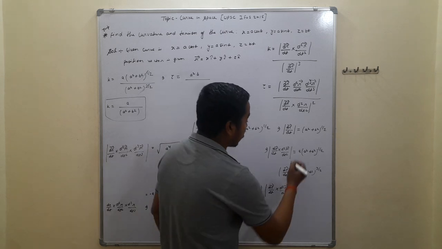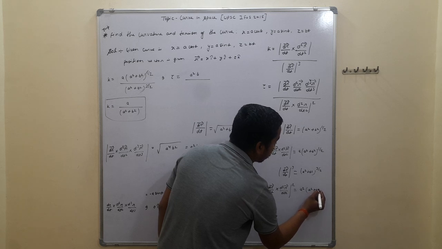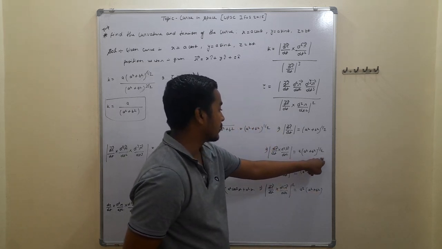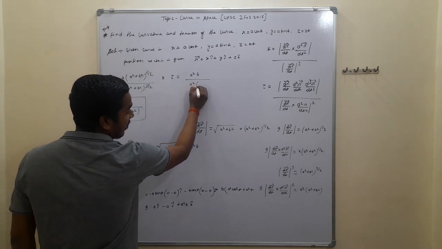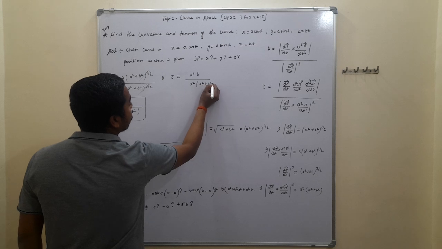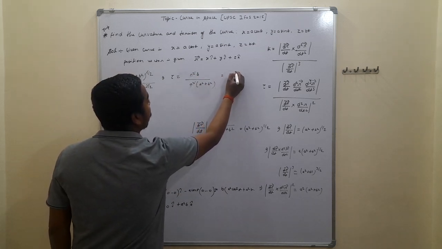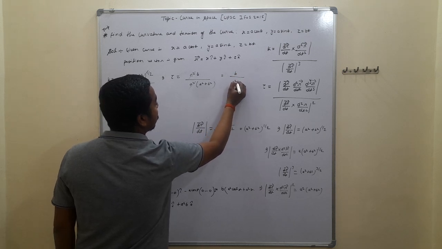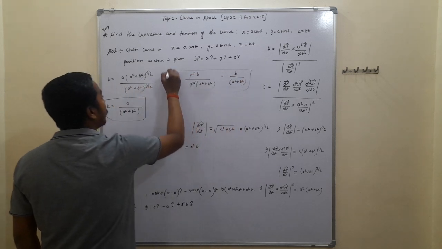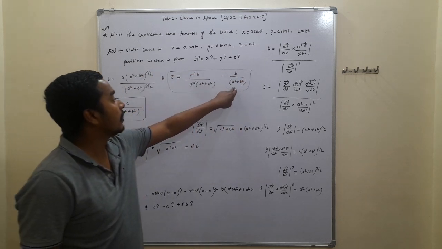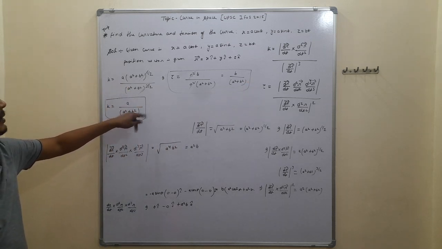We have to square, this gives a square into a square plus b square. When we square, this gives a square plus b square. We put here a square into a square plus b square. And from here a square and a square cancel out, and the remaining is b upon a square plus b square. This is the required solution of the given problem. Torsion is given by b upon a square plus b square, and the curvature is given by a upon a square plus b square.